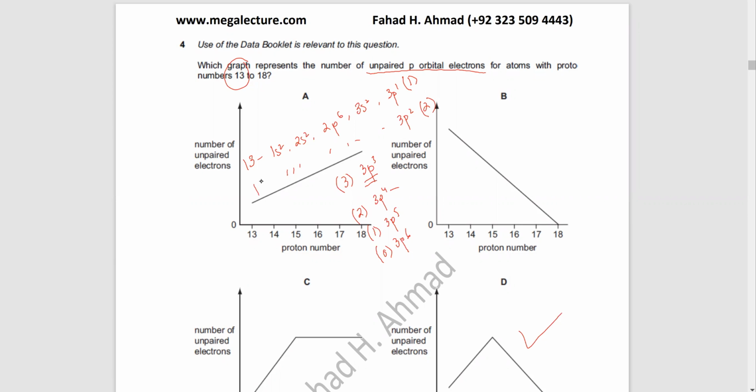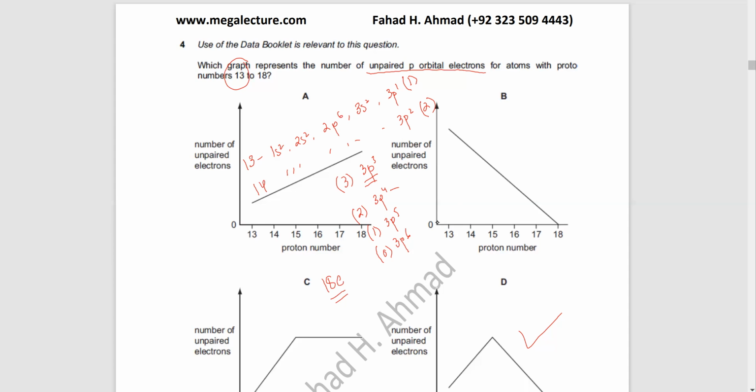14 is going to have exactly the same electronic configuration, except it's going to have s2 and p2, and so on. Then you're going to have s2 and p3, then s2 and p4, s2 and p5, s2 and p6. So that's 18 electrons. Okay, so no need to write the whole electronic configuration. Now he's asking to plot a diagram or a graph where 13, 14, 15, 16, 17, 18, that's the proton number, and you list the number of unpaired electrons.